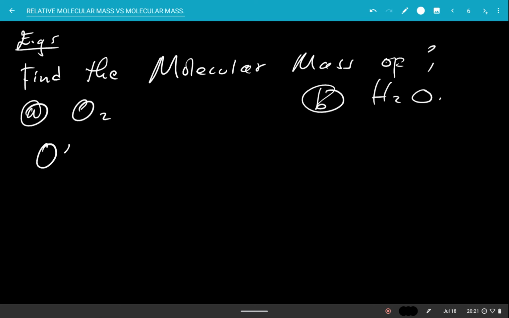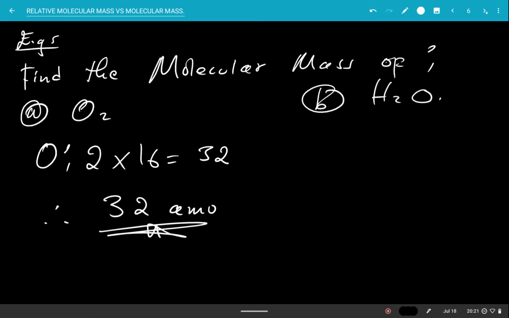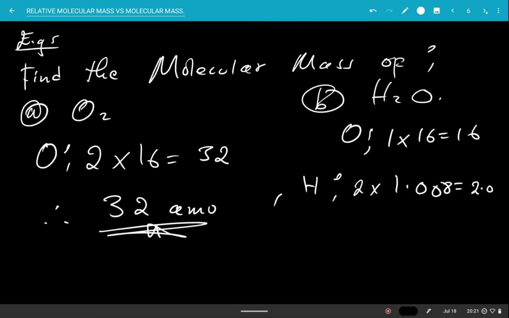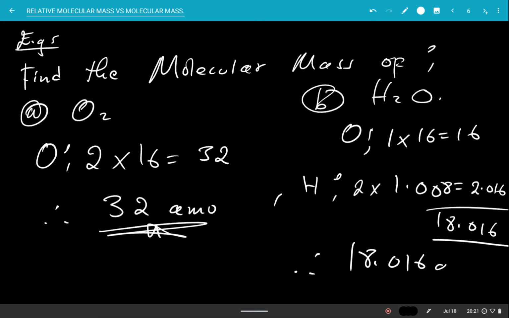So for oxygen, you determine the number of atoms present. You have 2 times 16, giving you 32. Therefore, you have the molecular mass of oxygen to be 32 atomic mass units. You apply the same concept for water. You start with oxygen, the number of atoms, 1 times 16, giving you 16. You go to hydrogen. Hydrogen has 2 atoms times the atomic mass on the periodic table, which is 1.008, which will give you 2.016. You sum it up and you'll get 18.016. Now the final answer will be 18.016 atomic mass units.